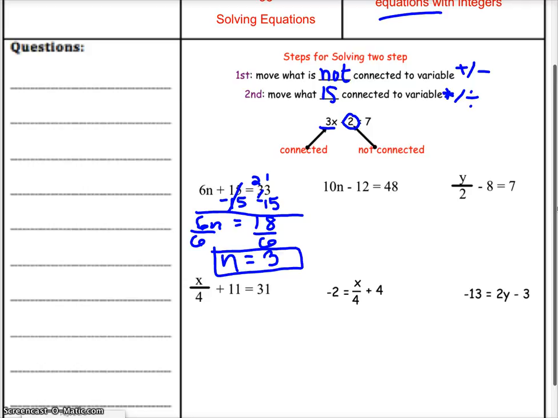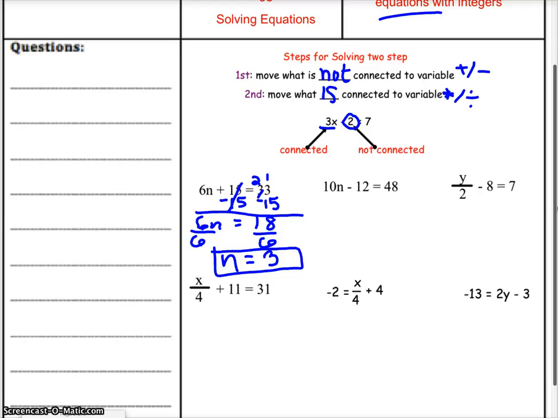Even if you do this mentally, it's not about you being able to do it all in your head. It's about applying inverse operations. And I need to see the work today. So even if you do it mentally in your head, you have to write down what's going on in your head. Okay?